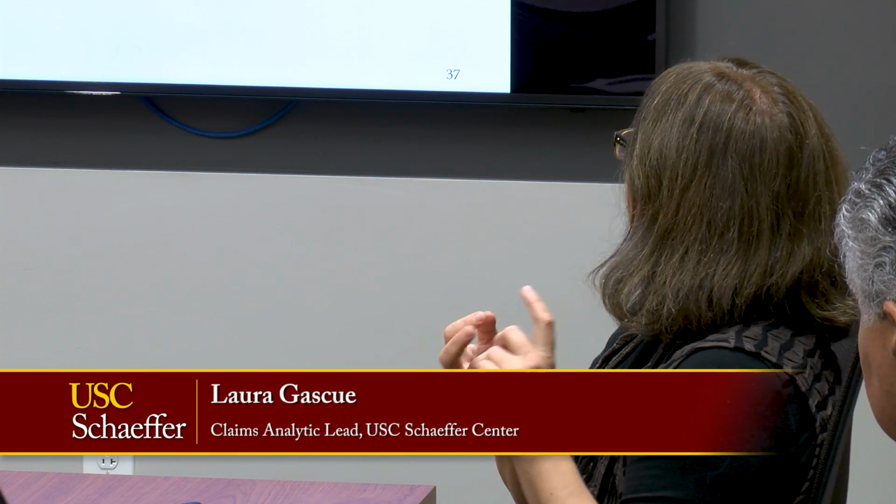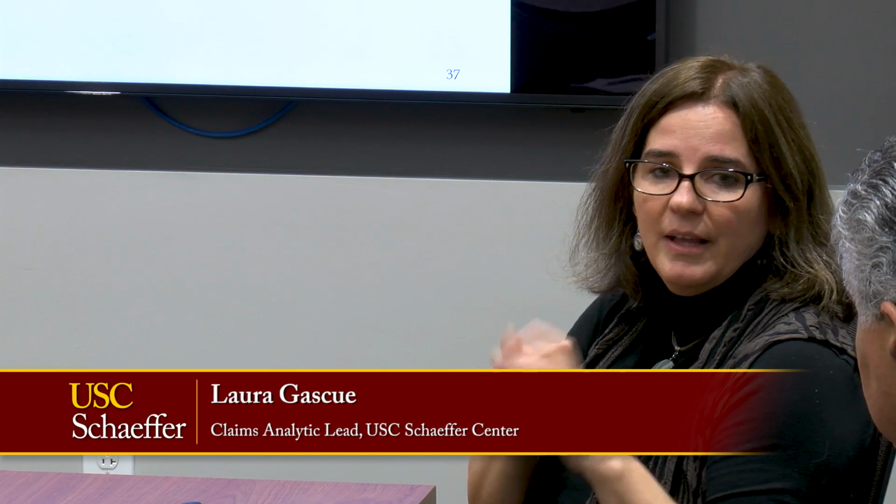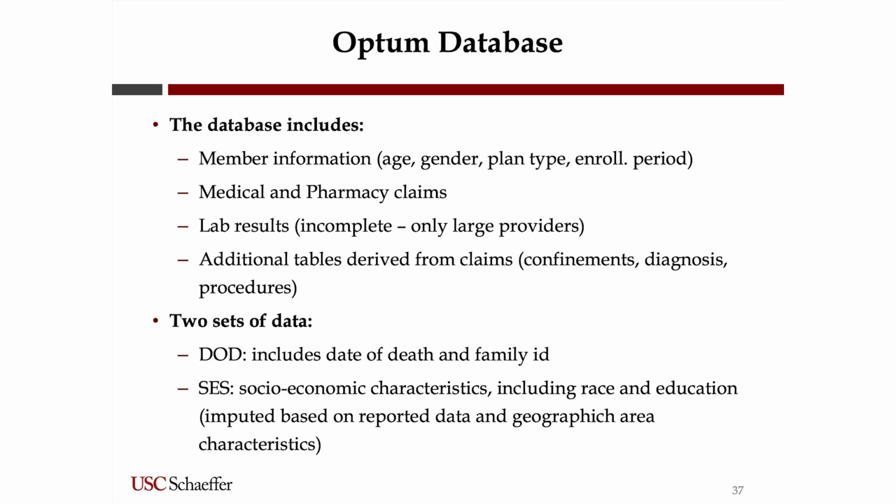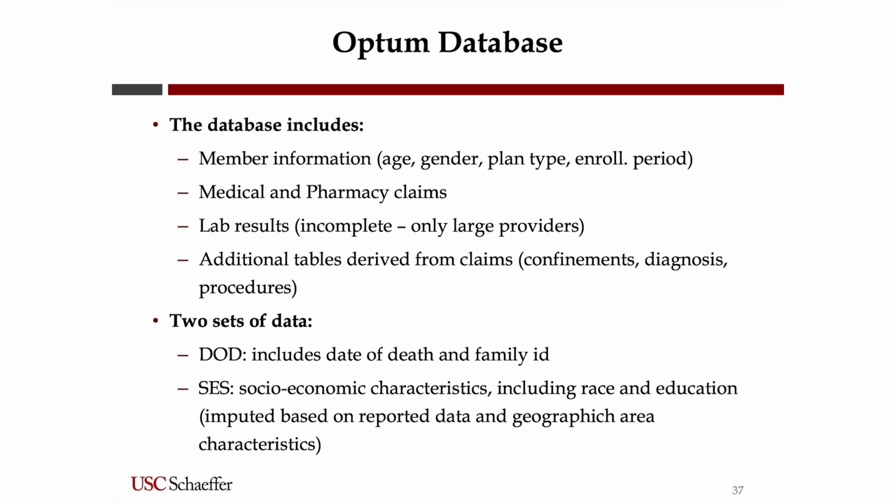We have member information with age, gender, the plan type, enrollment period. That's the basic information. There are also other tables like confinement, diagnosis, procedures. They have been changing their product, so the version we currently have splits the claims into multiple files. Originally they had all the procedure codes or the diagnosis codes in the claims, and the tendency now is that they clean those claims and produce a set of files with only diagnosis and another one with the procedure code. For these claims, we have two different sets, the DoD and the SES.